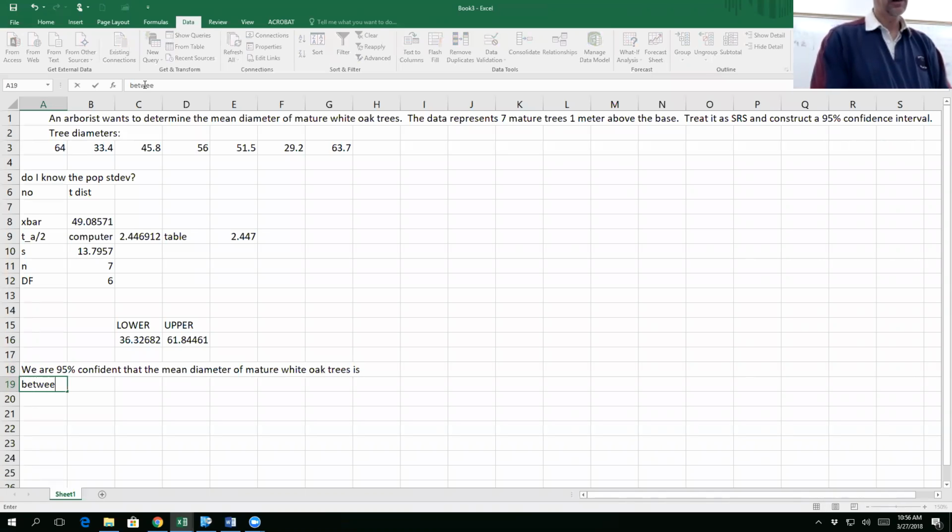Is between, say it again. So here's what I would do. At least go one more digit than they gave you. So they got one decimal there, so do 36.33 to 61.84 centimeters, or whatever the unit is. It didn't really say, but I'm pretty sure it's in centimeters. Okay? Does that make sense?